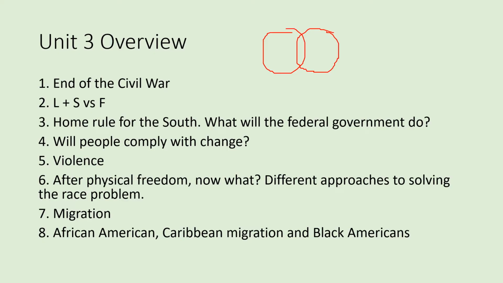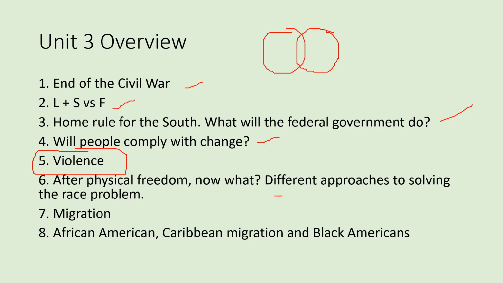As we do a quick recap, we address the end of the Civil War. What do you do now? The local, state versus federal government, how the South has achieved home rule, who is going to comply with change. People are just not going to follow those amendments, follow the legislation that's designed to protect the rights of the African American, the Black American, and those individuals possibly will result in violent actions.